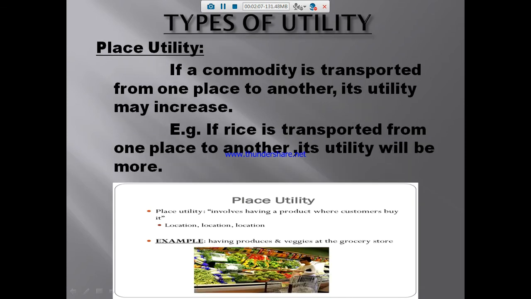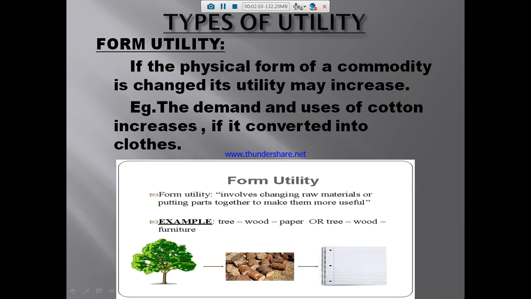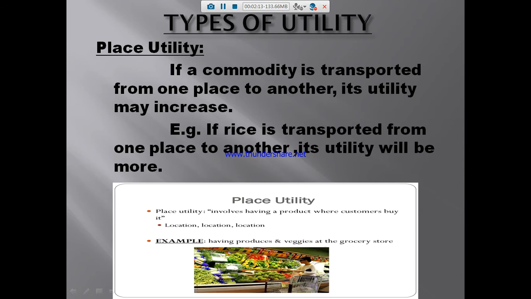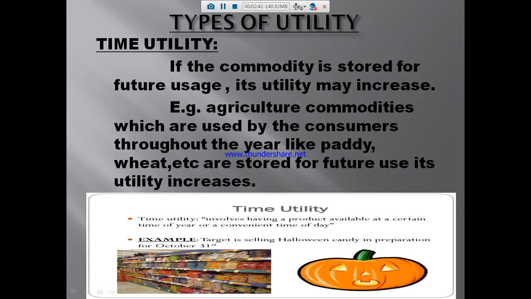And place utility. If your commodity is transported from one place to another, then its utility may increase. Moreover, I spoke about wheat and vegetable products. While transporting from one place to another, the need for that product may increase. For example, if rice is transported from one place to another, its utility will be more, its need will be more.